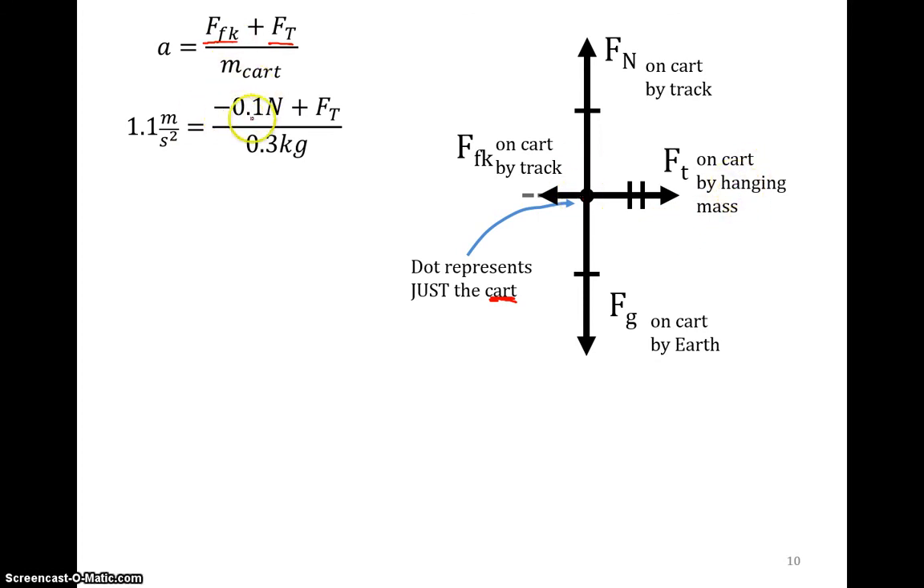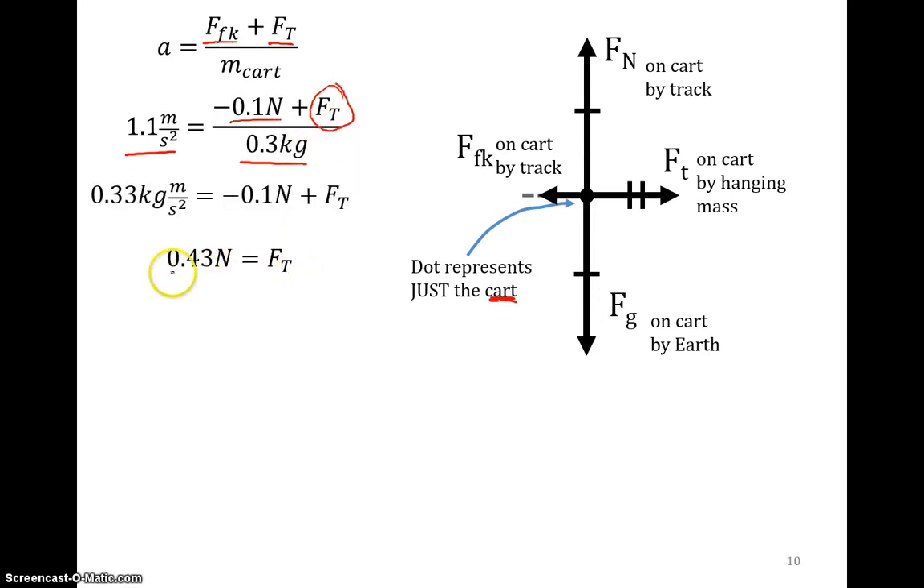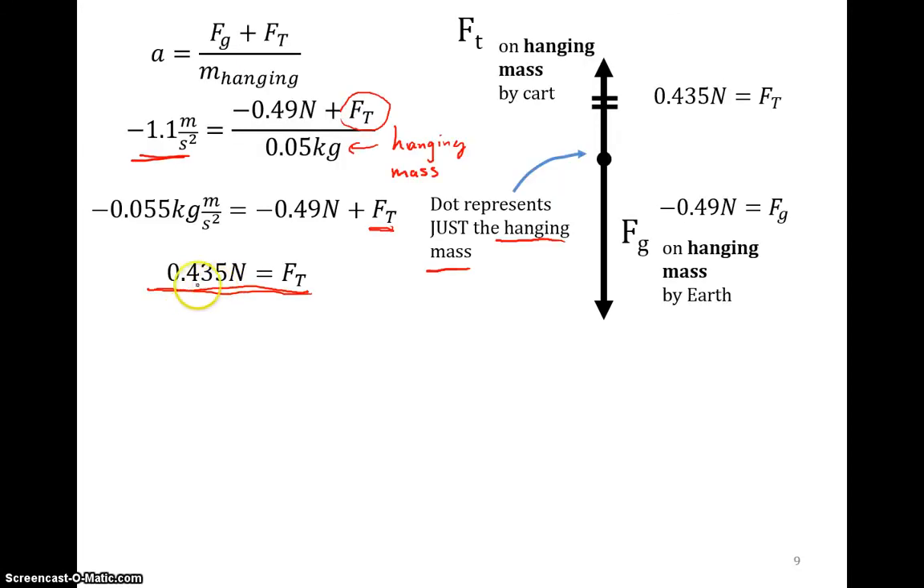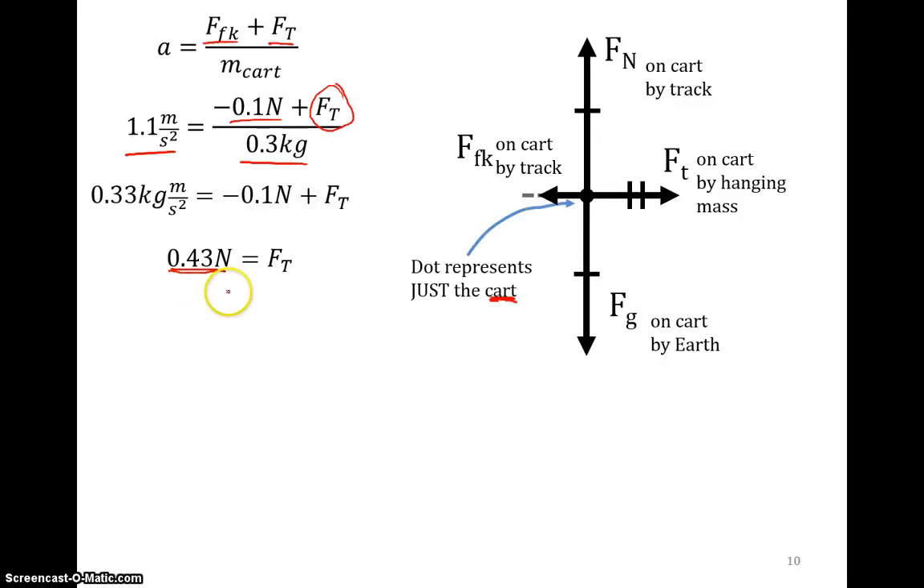So friction is negative 0.1 newtons, going to the left. 0.1 newtons was what I was given earlier. This is the mass of the cart, and here's my acceleration that I calculated earlier. Going to do the exact same algebra as before, solve for Ft, and I get an Ft of 0.43. And this is the rounding error, because if we kept all the decimals on the acceleration, we'd get a closer answer to the other one, but it's close enough. On the last slide we had 0.435, and now we have 0.43. So the tensions are the same.